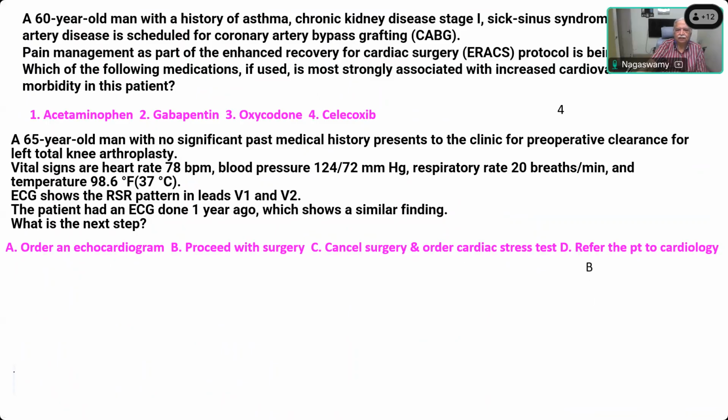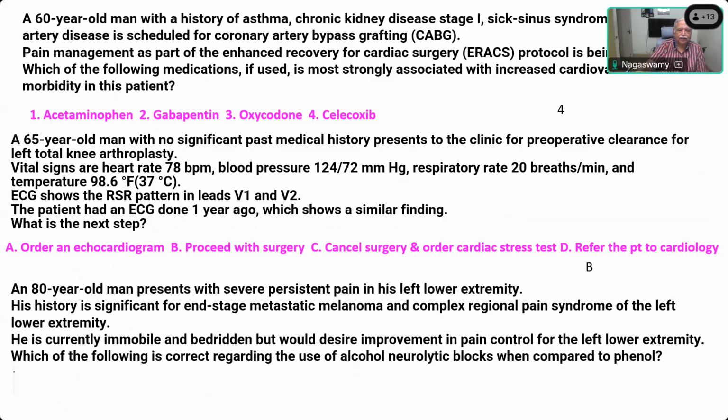So the answer: the ECG was done 1 year ago, sir. So that also shows the same thing. So there is no change. It has been a persistent thing, showing that it has been there for a long time. That is the reason it is given that the ECG done 1 year ago shows a similar finding. So it has not come on suddenly. That means it is one of the congenital problems which can be innocuous in the patient.